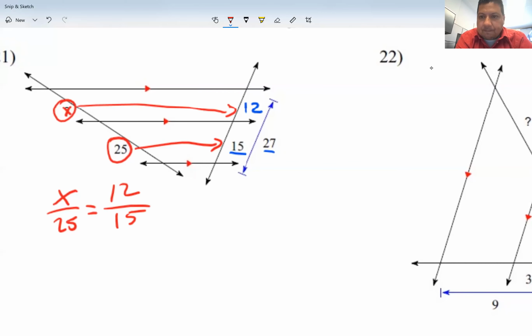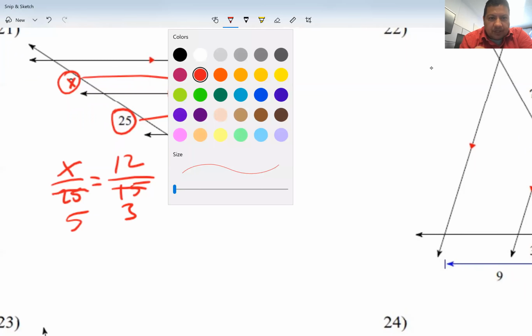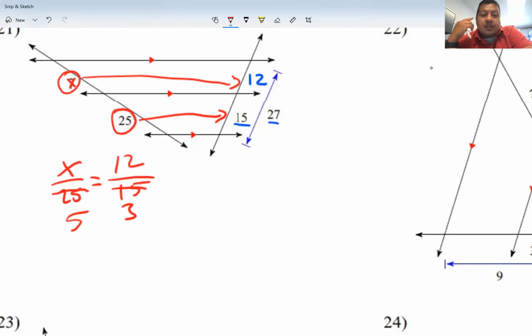We could cross multiply. We can simplify. We could simplify the fraction 12 over 15, or we could simplify sideways the 25 with the 15. Let me go 25 and 15. I can divide each by 5, so that becomes 5 and 3. I'm going to cross multiply already. The idea with proportion is cross multiply whenever you feel comfortable. You don't have to simplify all the way. The idea is to cross multiply, not to simplify. So let me cross multiply here.